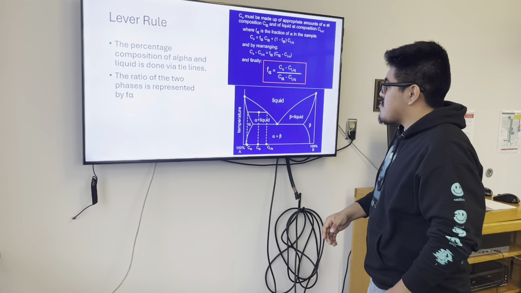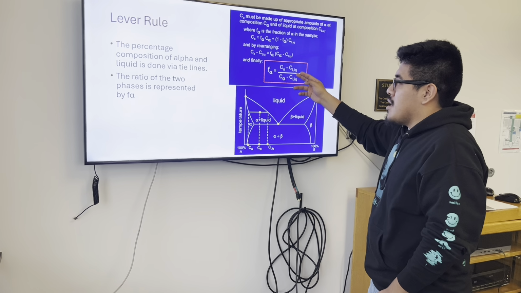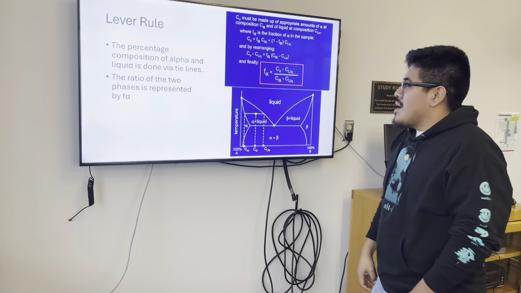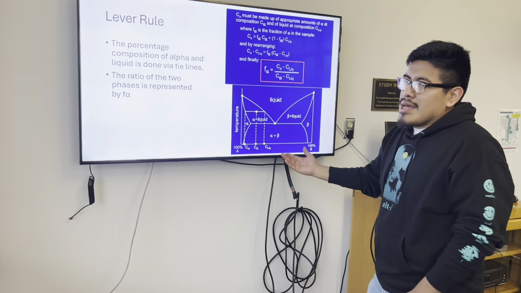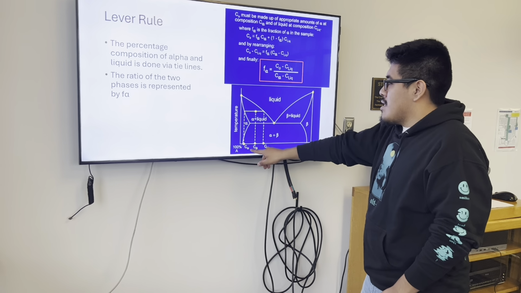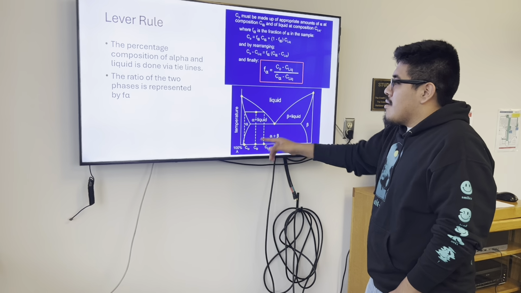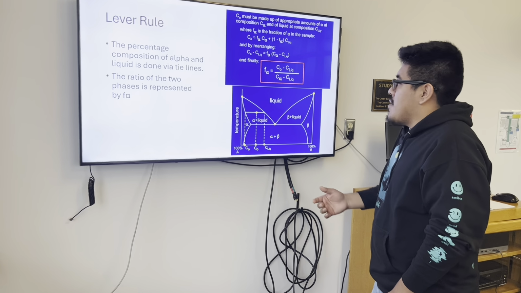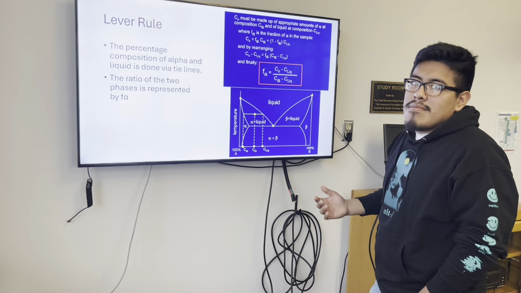And composition naught would typically be a percentage, like in this case it's abstract, but it'd be like 65% or whatever, and you would find composition alpha and liquid via tie lines, and then from there it's simply plug and play, and that's it.